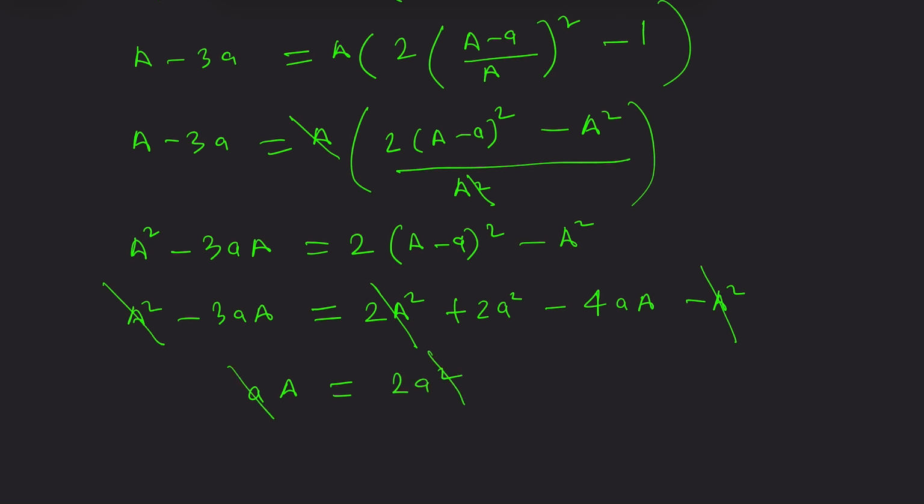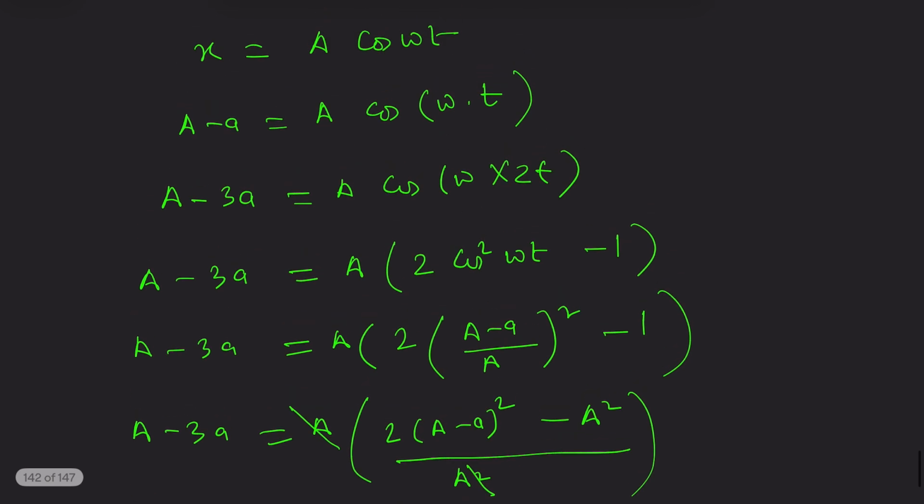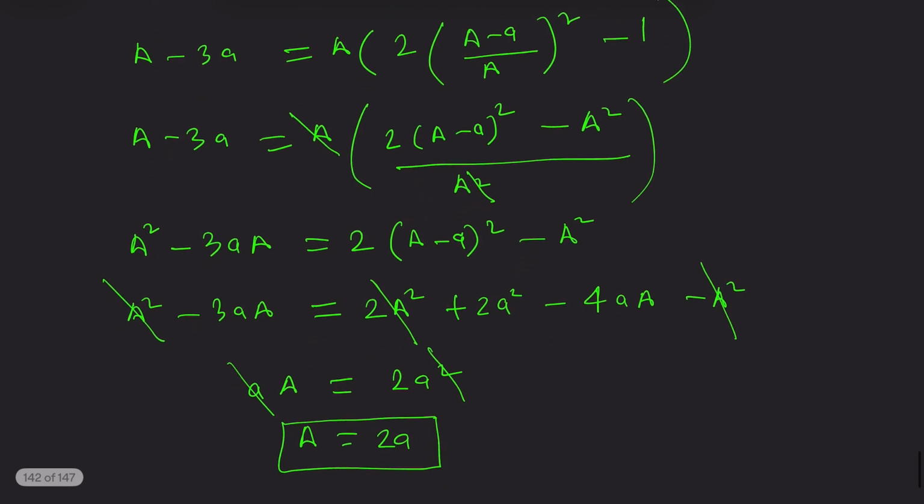One a will cancel, so a = 2a. So what we got is the amplitude equal to 2a. It means the particle will go on the other side of the mean position.